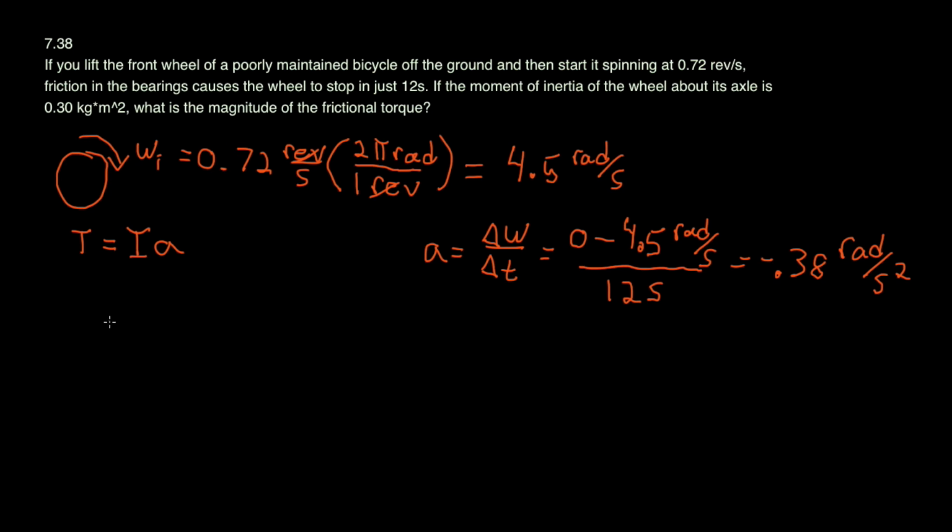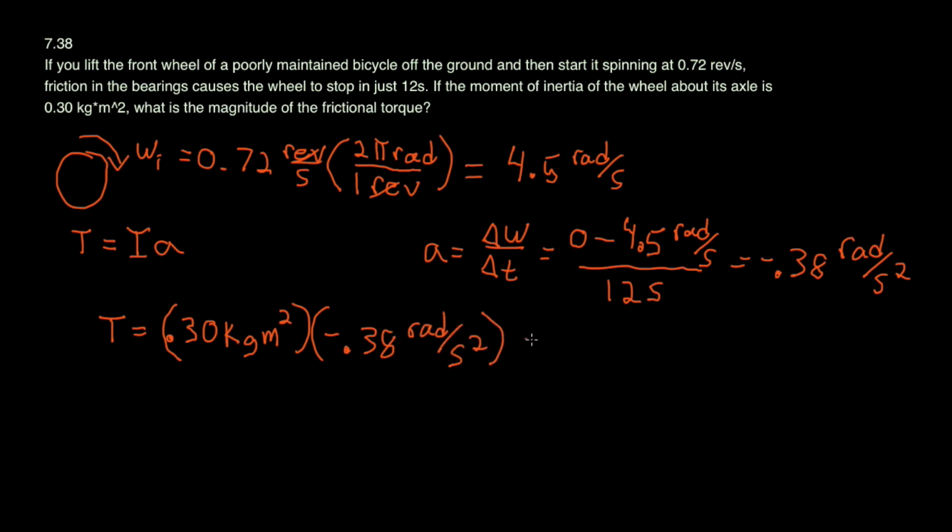So now filling this in for the net torque. We know that the net torque on the wheel is going to be the moment of inertia times the acceleration, which we calculated over here. The moment of inertia is just 0.30 kilogram times meter squared, times the acceleration, which is going to be negative 0.38 radians per second squared. Then we put this in the calculator, we get negative 0.11 Newton meters.